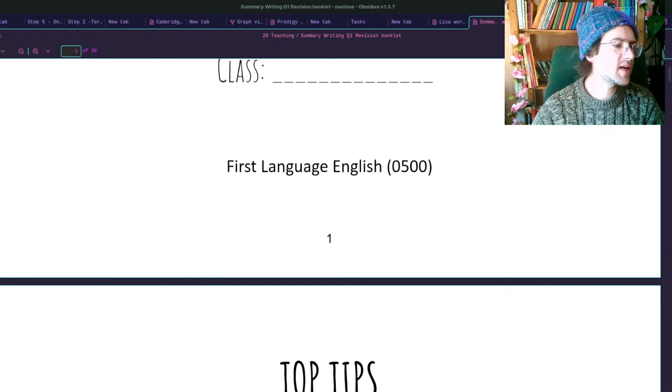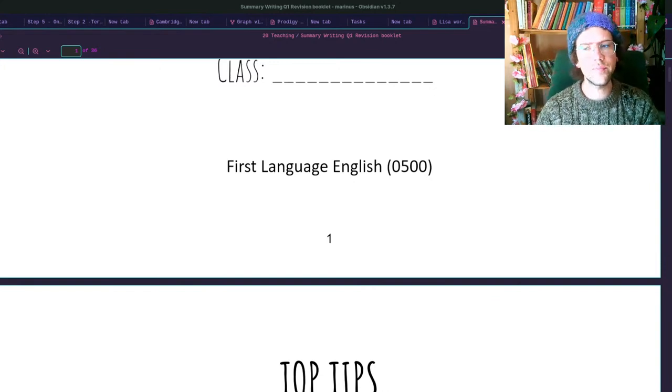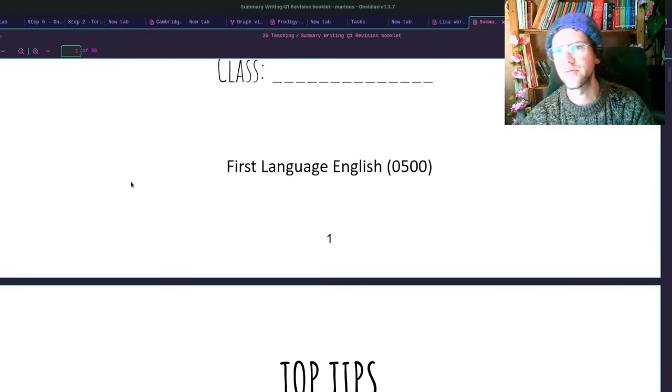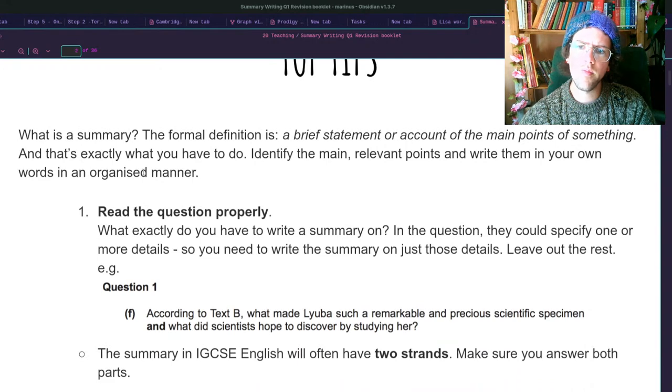And particularly with Cambridge, with the British exams, we are expected to answer a question with our summary. So we're given a question and we need to summarize the passage while answering those questions. So our summary is an answer to those questions. Okay. So, a brief statement or account of the main points of something, and that's what we have to do.